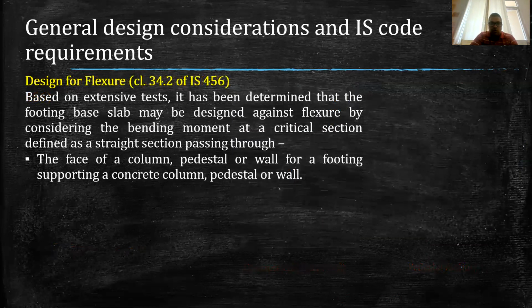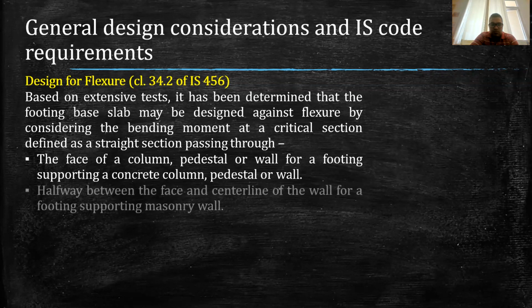Now, till now we have talked about the column, RCC wall and the pedestal. Now, in case we are designing a foundation for the masonry wall, as per experimental study, in case of a masonry wall resting on the RCC footing, maximum bending moment will occur halfway between the face and center line of the wall for the footing supporting the masonry wall.